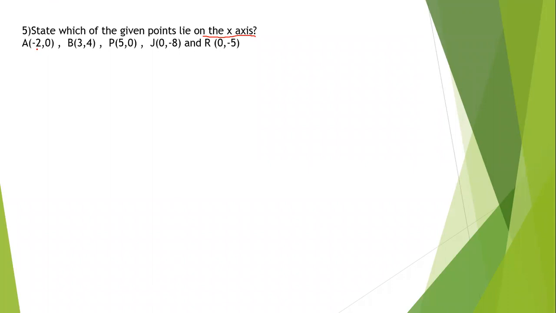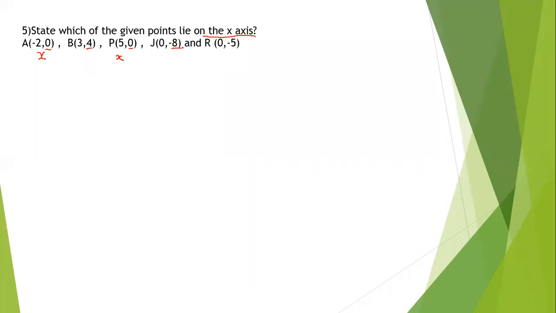Here, since it is on the x-axis, we will look at the y coordinate only. So here point A, the y coordinate is 0, right? So here we got y coordinate as 0. It means this point is on the x-axis. Now here the y coordinate is 4, so it is not on the x-axis. Here the y coordinate is 0. So again point P is on the x-axis.